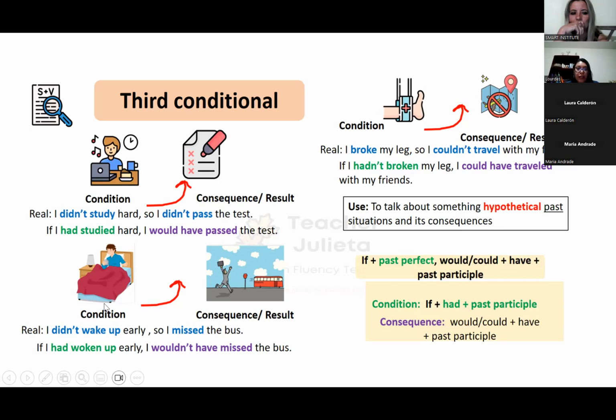The condition here is I didn't wake up early, so I missed the bus. This is the reality, past reality. The regret is past perfect here. If I had woken up early, I wouldn't have missed the bus. Okay, so it's only expressing an opposite idea to the reality, to the thing that happened in reality.